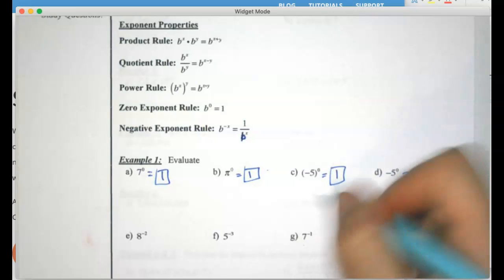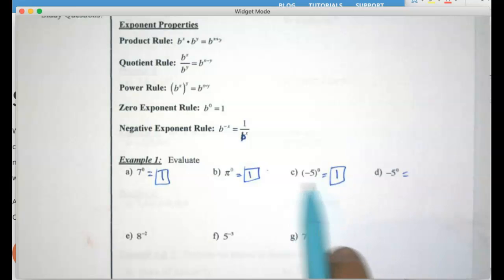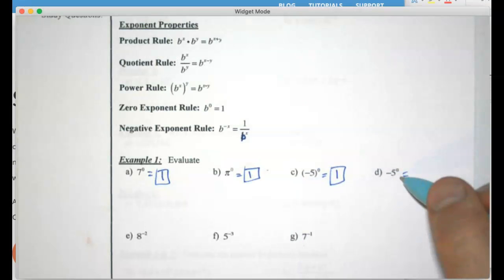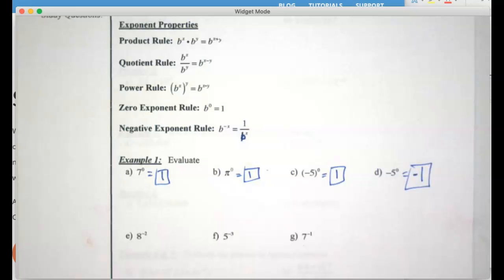Technically, when you remove the parentheses, you have this different situation. We've talked about this in a previous lesson. When you remove the parentheses, the thought process becomes, okay, this is 5 to the 0 power, and the negative comes along for the ride because it doesn't have parentheses.